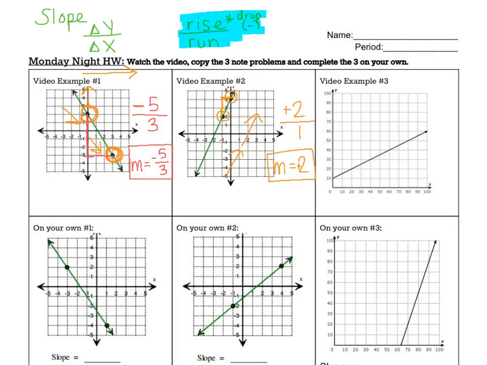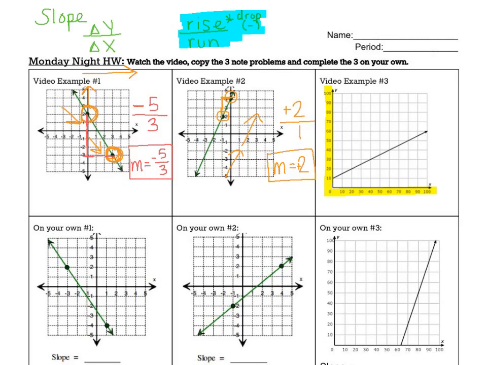Okay, let's do our last example here. On this one, I want us to pay close attention to our values on our x and y axis. They're not 1. So we need to make sure they go up by tens, that when we count rise over run, instead of counting 1, 2, 3, we're going to count 10, 20, 30.